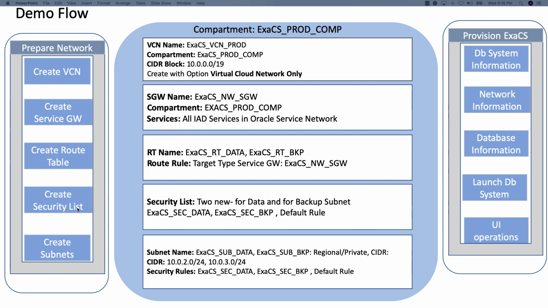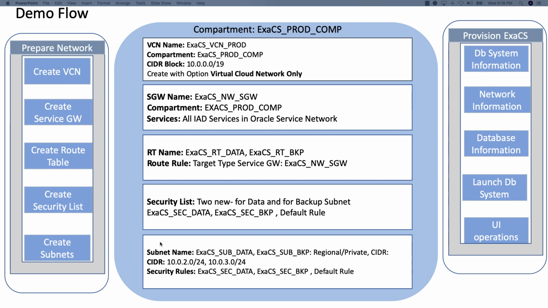Next, we'll create security lists, and we will be creating 2 of them, one for data and the other one for the backup subnet. When we create the subnets, we are going to attach these security lists to those subnets. In addition to that, we'll create another default rule, which is going to be a copy of the rule which gets created with VCN creation. We'll create the subnets which are required for Exadata Cloud Service, and it is going to be 2 of them, and both subnets we are going to keep as regional and private in nature.